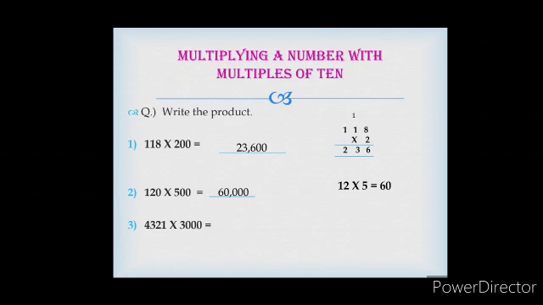Let's see one more example. 4,321 multiplied by 3,000. Here 4,321 will be multiplied by 3. So the answer will be 12,963 and simply you have to put 3 zeros which are there in question. So our final answer will be 1,29,63,000. In our next slide we have division.